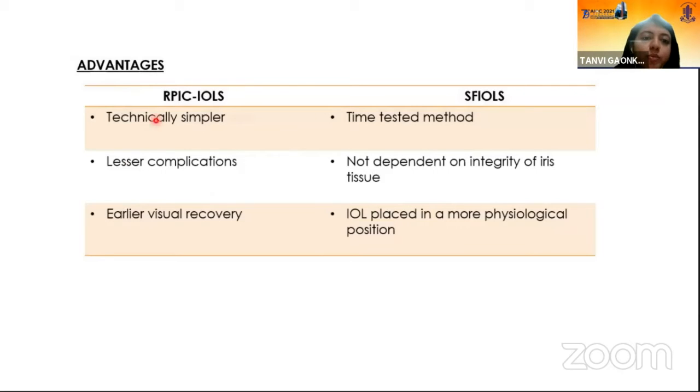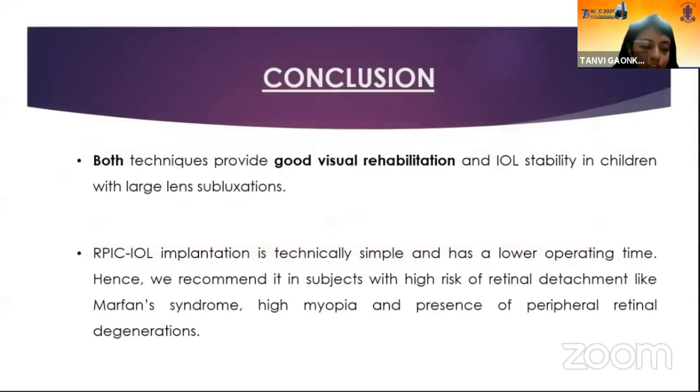Comparing the advantages, retropupillary iris claw IOLs are technically simpler with fewer complications, and hence they have an early visual recovery. SFIOLs, on the other hand, are not dependent on the integrity of the iris tissue. Therefore, they can be implanted in conditions like aniridia and traumatic mydriasis. Also, the IOL is placed in a more physiological position.